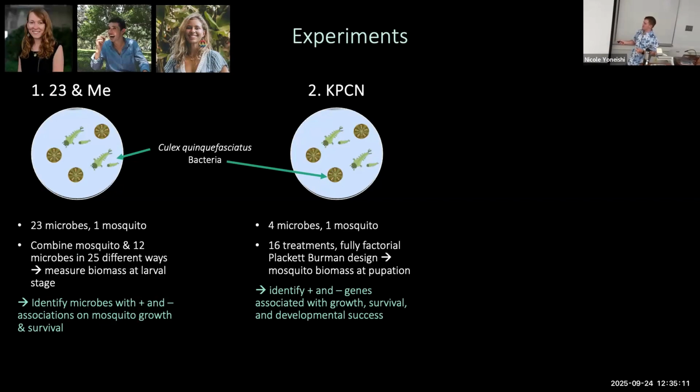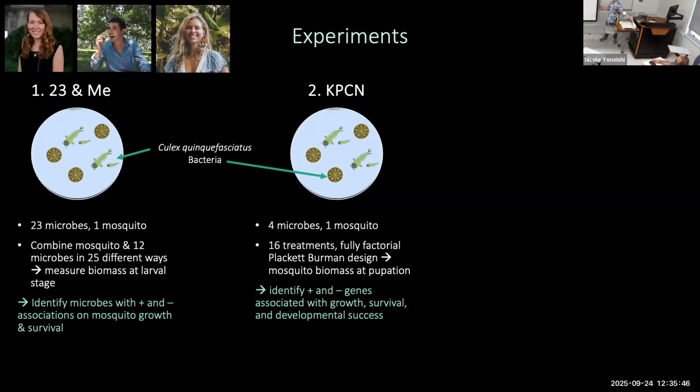And what we did here is we combined the mosquitoes with 12 different microbes. So each mosquito type had these mesocosms with 12 different microbes and one type of mosquito. And we iterated that 25 different ways to see how you can mix up the community and how that drives changes in mosquito survival and growth. The goal here is to identify the microbes with positive and negative associations on mosquito growth and survival. From the results of that, we pulled out 4 microbes that we call K, P, C, and N.